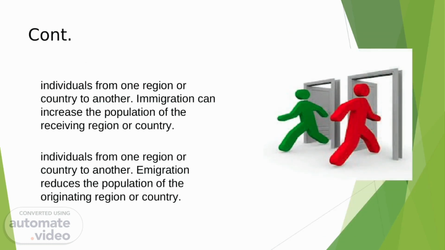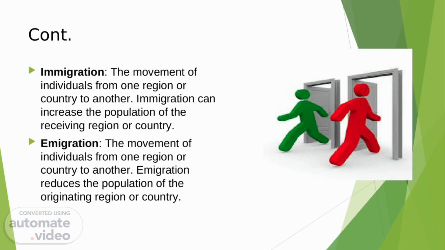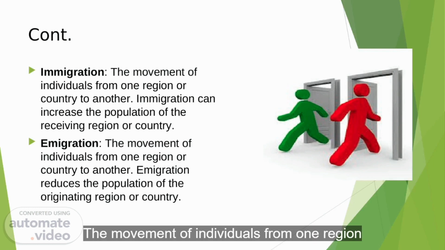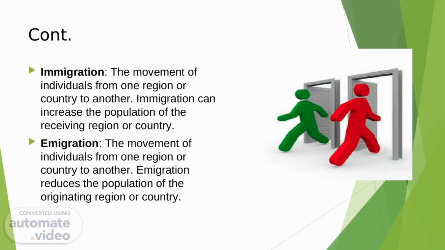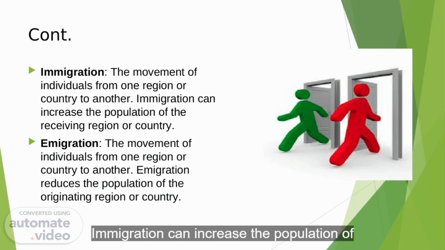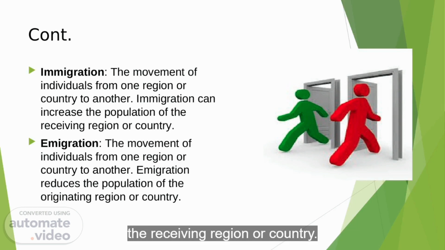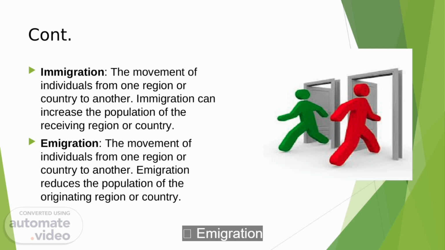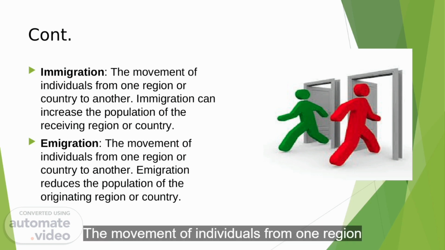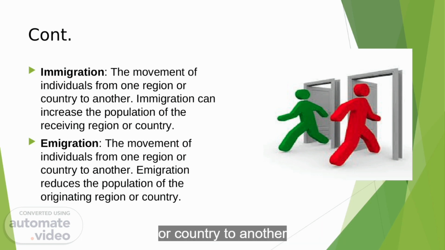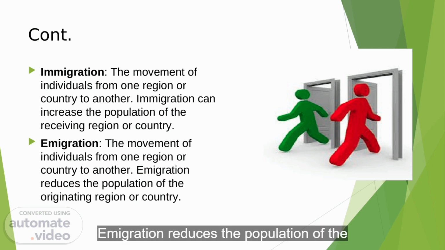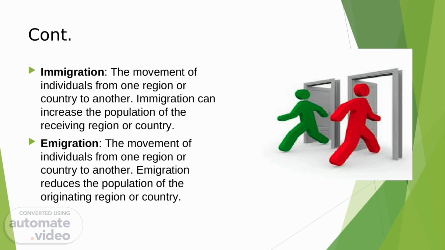Immigration. The movement of individuals from one region or country to another. Immigration can increase the population of the receiving region or country. Emigration. The movement of individuals from one region or country to another. Emigration reduces the population of the originating region or country.